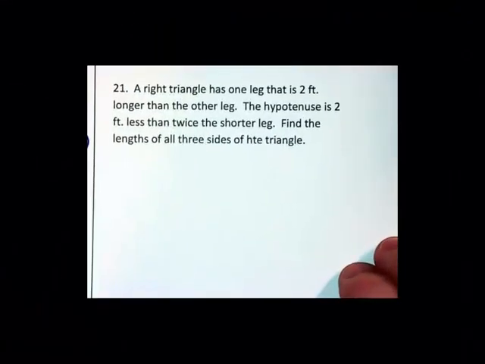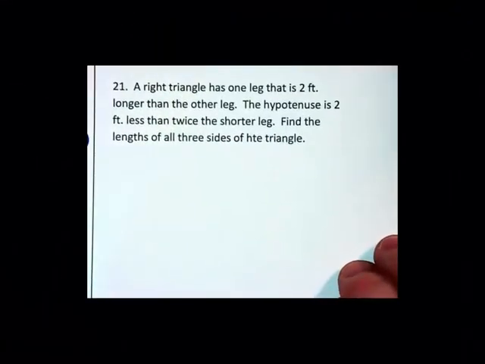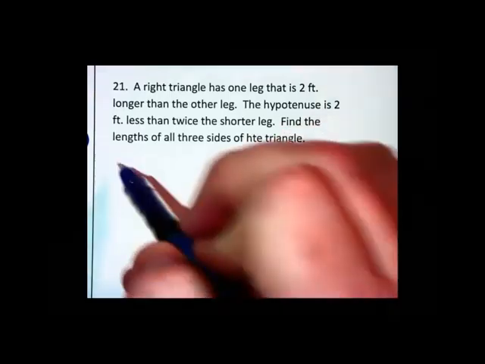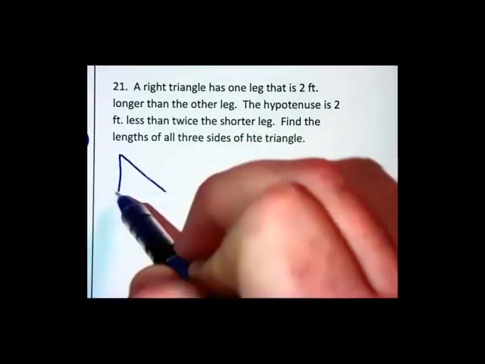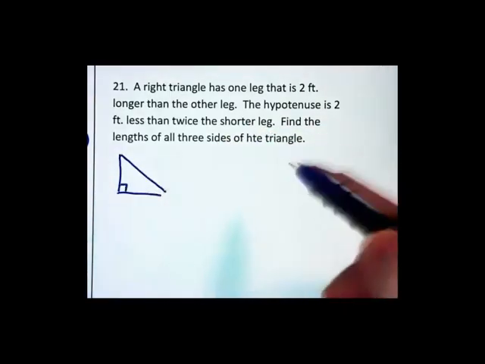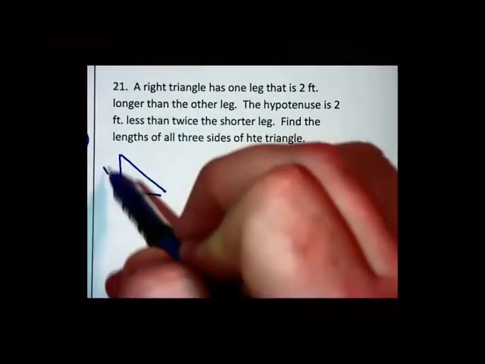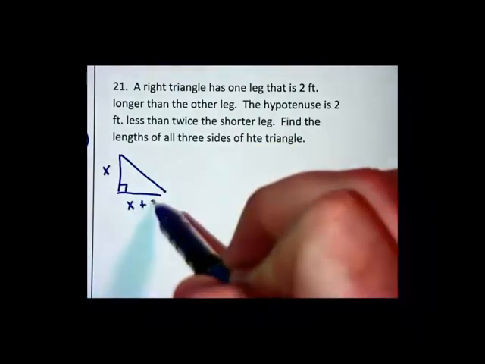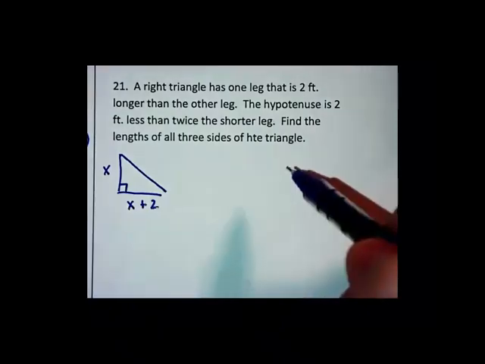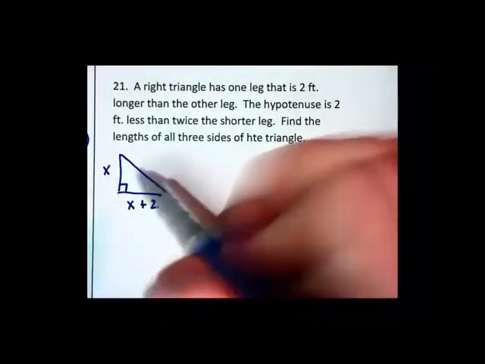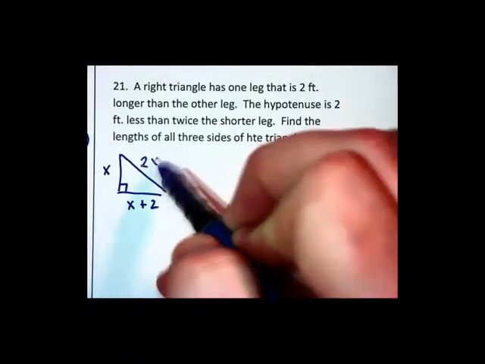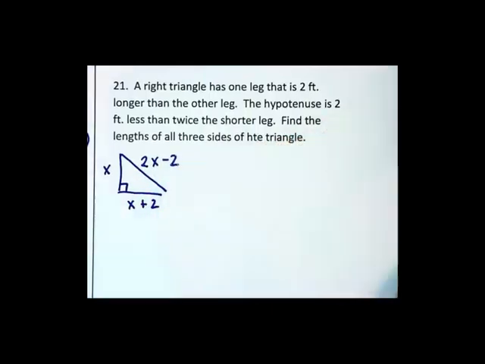A right triangle has one leg that's 2 feet longer than the other. Okay, sounds to me like I need to draw a right triangle. One leg is 2 feet longer than the other leg, so x and x plus 2. The hypotenuse is 2 feet less than twice the shorter. Twice the shorter, 2 feet less. There we go. There's our three sides.